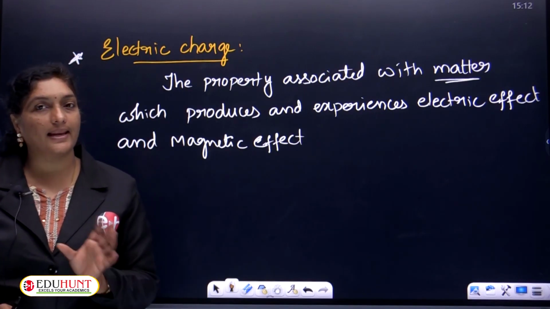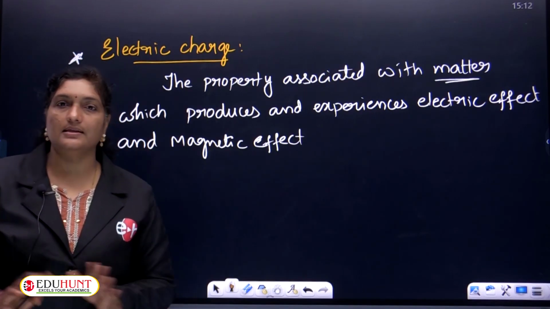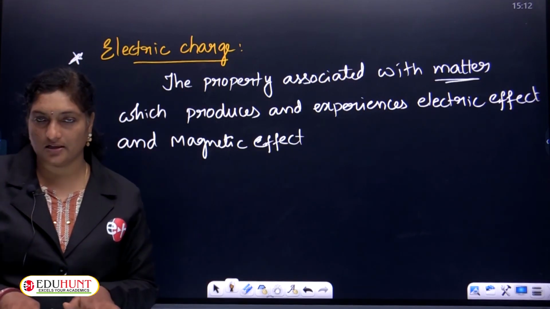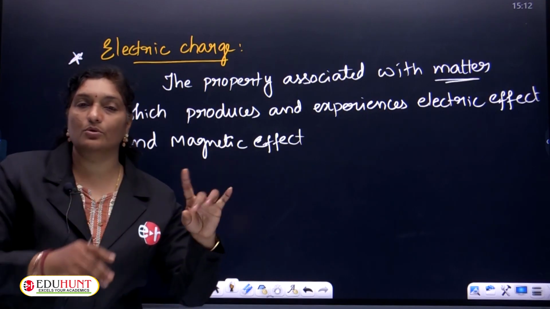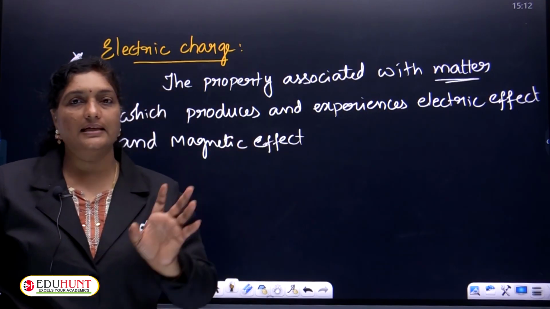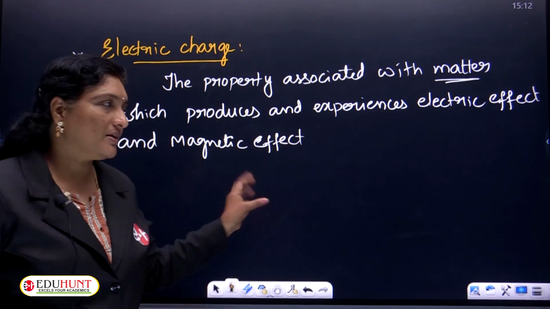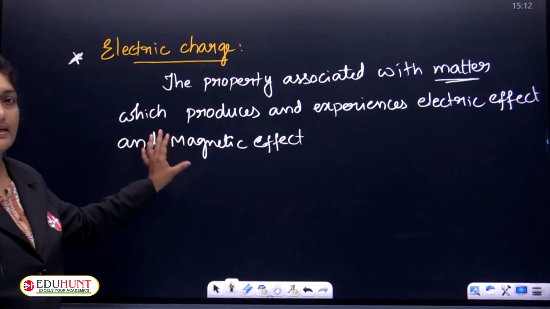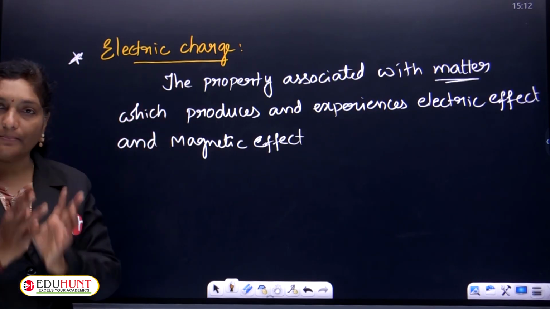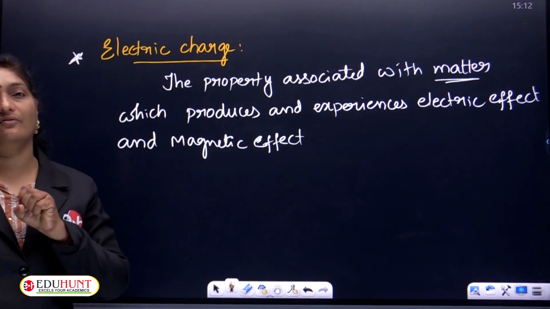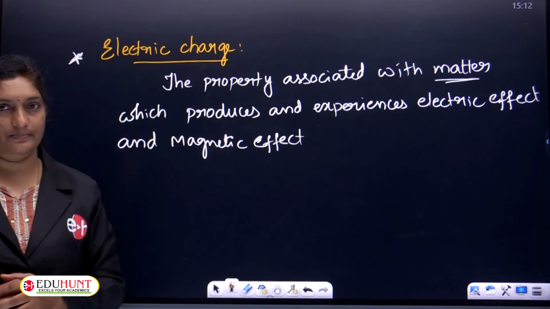Okay, regarding this electric field and magnetic field, we shall discuss in detail later. That means charges at rest in general produce electric field, whereas charges which are in motion generally produce both electric as well as magnetic effects. In detail, let us discuss later. So this is the definition of electric charge: the property associated with matter which produces and experiences electric field as well as magnetic field.